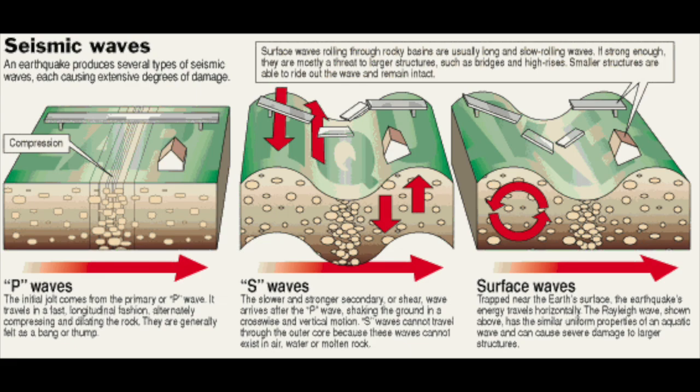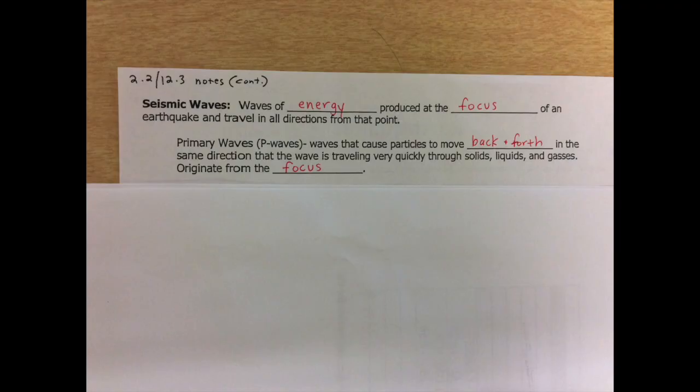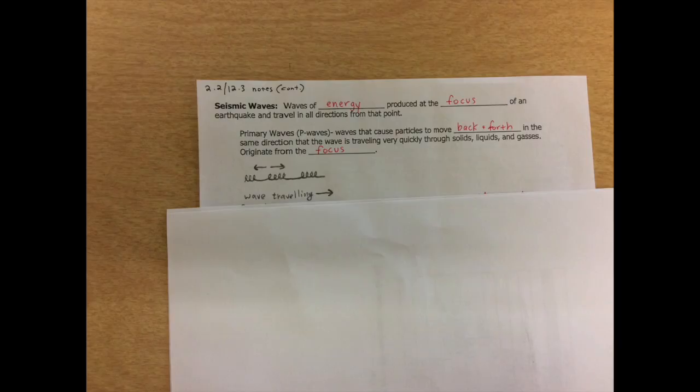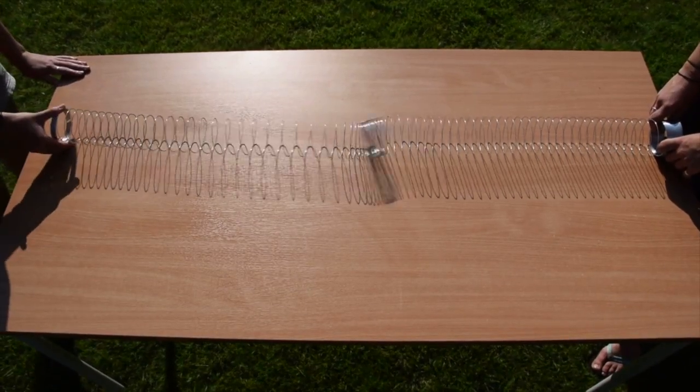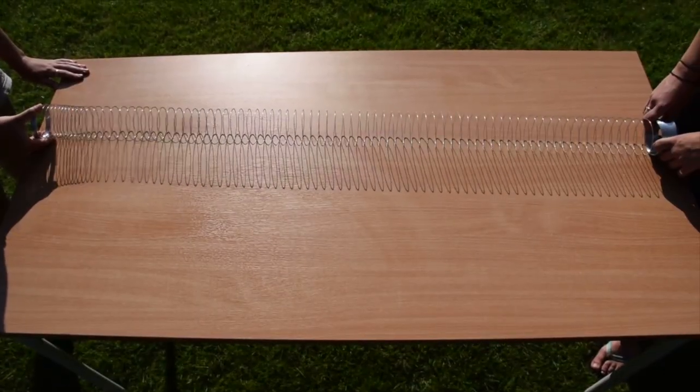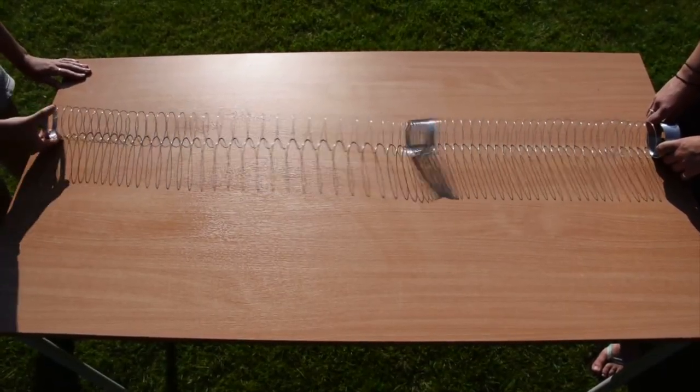Seismic waves come in three types: primary waves, or P waves, secondary waves, or S waves, and then land or surface waves. Primary waves originate from the focus of the earthquake, and they move in a back and forth type motion. Now they can travel through solids as well as liquids in the different layers of the earth, and they travel very, very quickly. You can see a simulation here using a slinky.